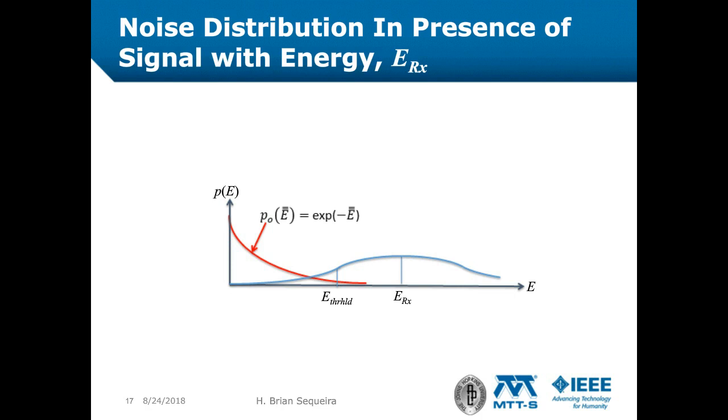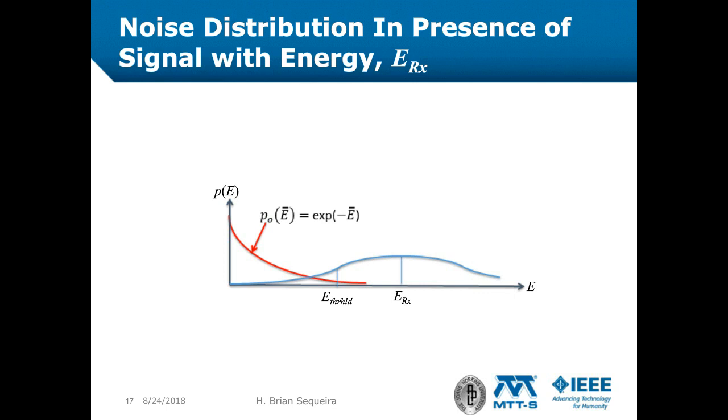Now let us compare the probability densities in the absence and in the presence of a signal. We plot the probability density of the noise-only energy in red and the corresponding probability density in the presence of a signal with energy E sub Rx in blue. Note that the probability density of the red curve is normalized to unity and that the integral of the density over all energies, which is the area under the red curve, is unity.